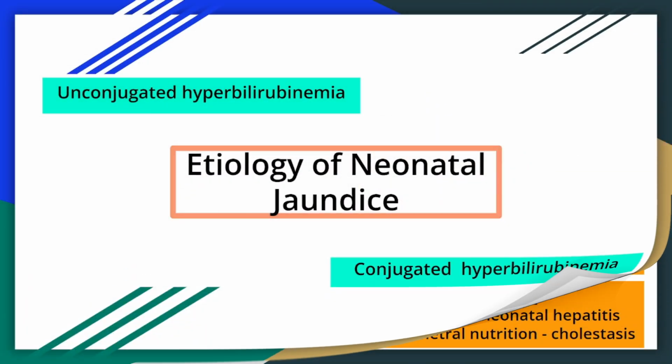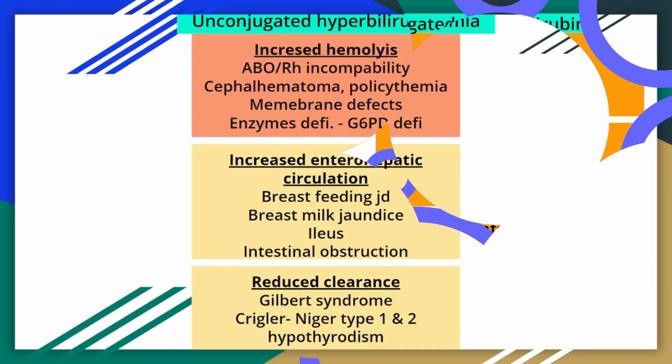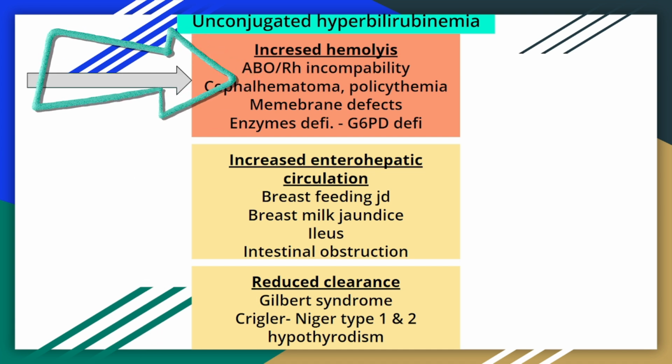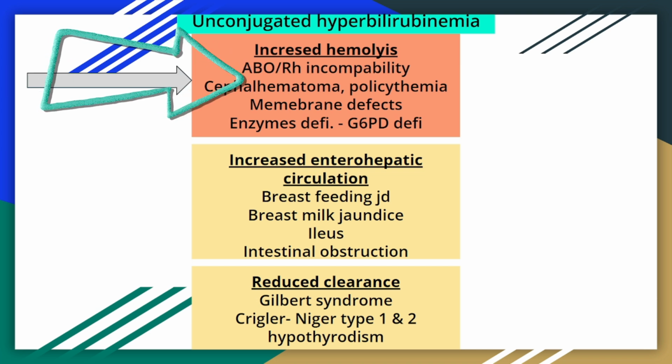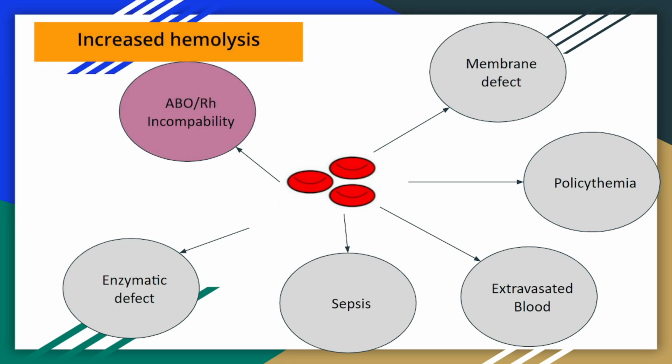Etiology of neonatal jaundice. The underlying etiology of neonatal jaundice has two distinct types: unconjugated and conjugated. The etiology of unconjugated hyperbilirubinemia can be subdivided into increased hemolysis, increased enterohepatic circulation, or reduced clearance. The first mechanism to consider is increased hemolysis of red blood cells, which leads to increased production of unconjugated bilirubin.